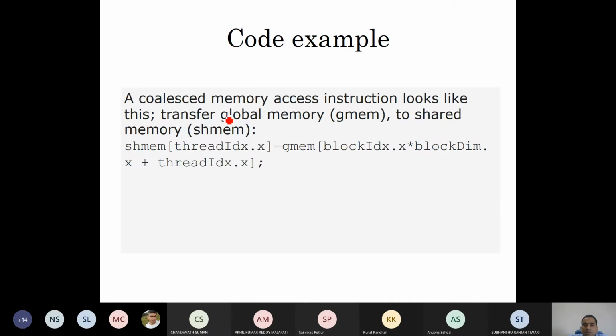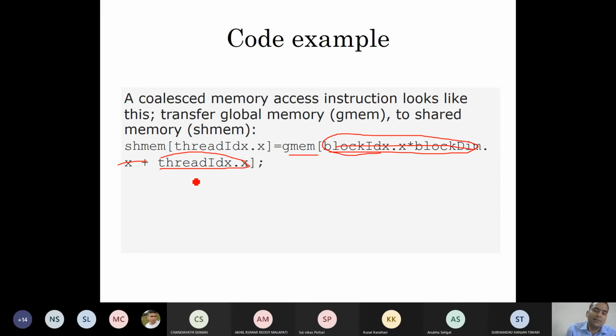Here is an example of the code. So, a coalesced memory access instruction looks like this. For example, we are reading from global memory to shared memory. Here, I have not taught what this is, so you can ignore it, but at least you can know about thread index. This part you can ignore. What is block? It doesn't matter. You can ignore it. So thread ID.